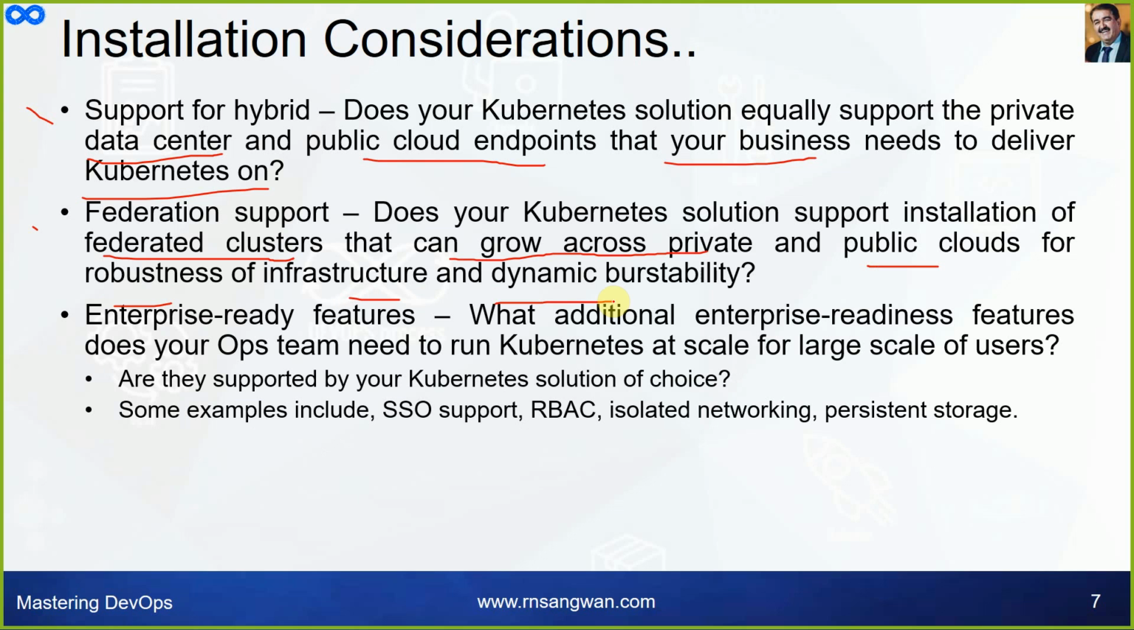Enterprise-ready features. What additional enterprise readiness features does your ops team need to run Kubernetes at scale and a large scale of users? Are they supported for your Kubernetes solution of choice? Some examples include single sign-on. You have to plan it. Role-based access control, isolated networking, persistent storage.